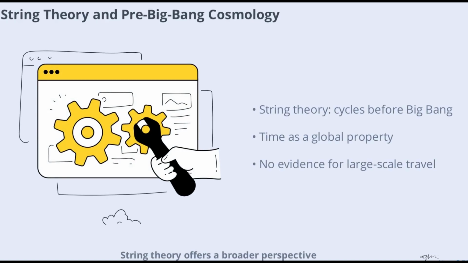String theory offers a broader perspective, suggesting that the Big Bang might not have been the true beginning of the universe. Instead, cycles of contraction and expansion could make time a global property, with local CTCs appearing as ripples. However, there's no evidence that such cycles allow for macroscopic time travel. The mathematics is intriguing, but the physical reality remains uncertain.